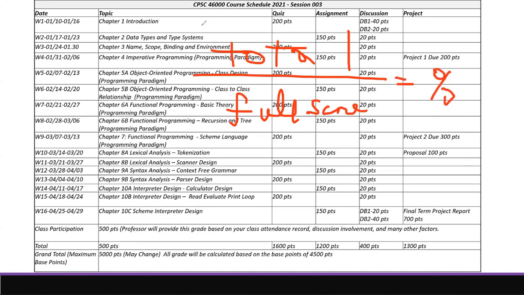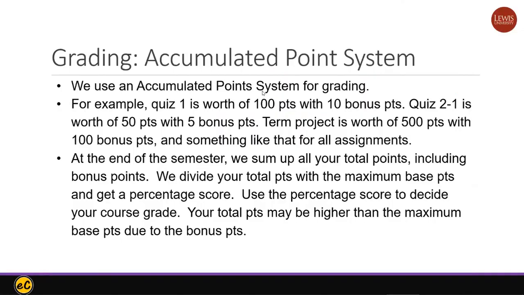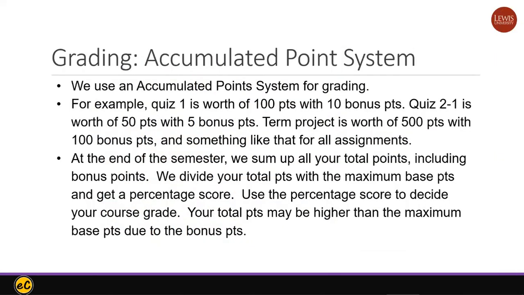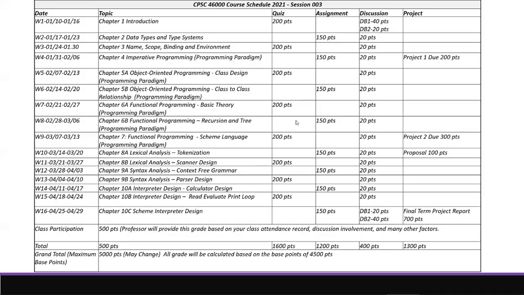Okay. And then that would be using the table to give you the grade. Is that okay? Very simple. Any question? So just counting total points divided by that.